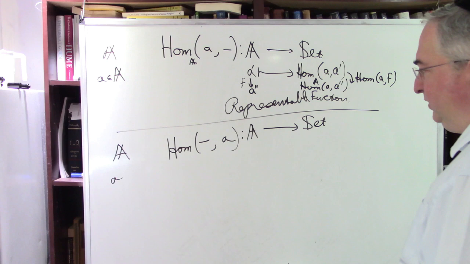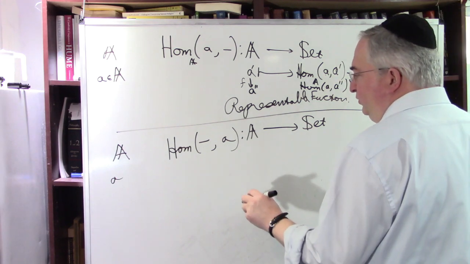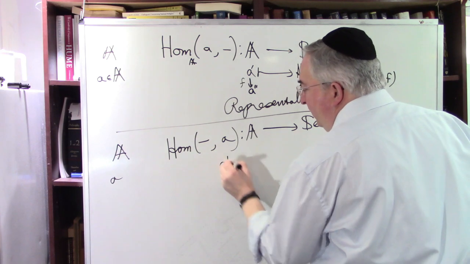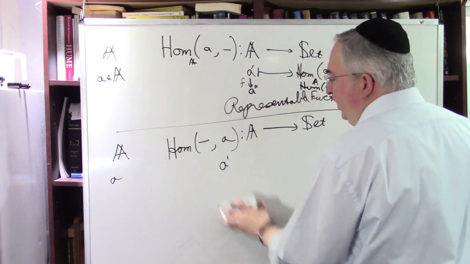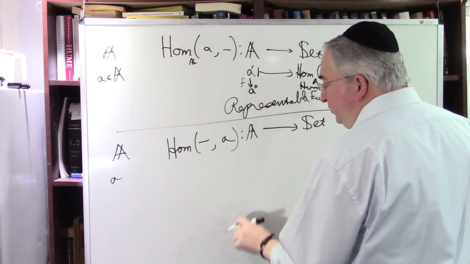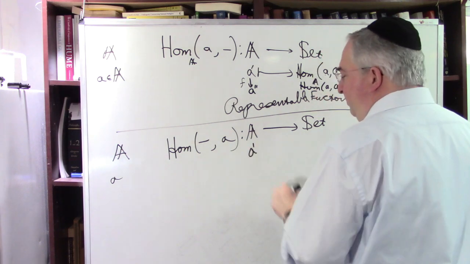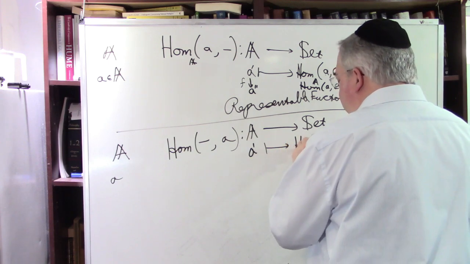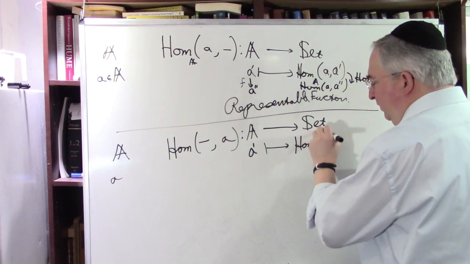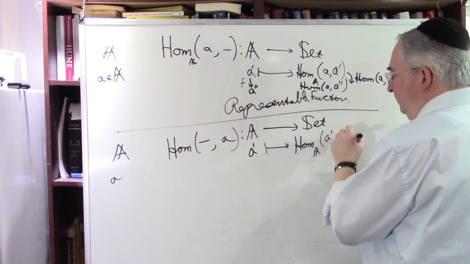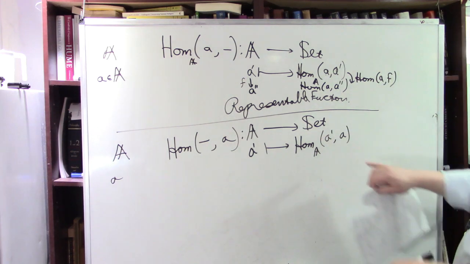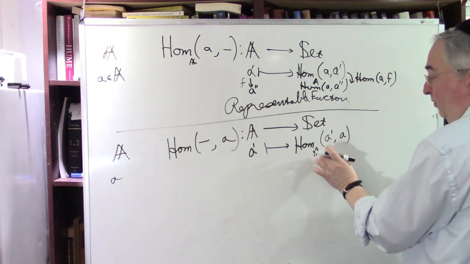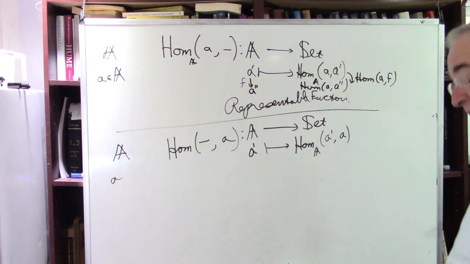Okay, great. Now, here's the more interesting part. Let's see how this works. Let's say you have a map from A prime. Let's first see how this works on objects. This takes an object A prime, and it goes to Hom sub A of A prime comma A. Again, this is contrasted to that. This is the set of homomorphisms from A prime to A.